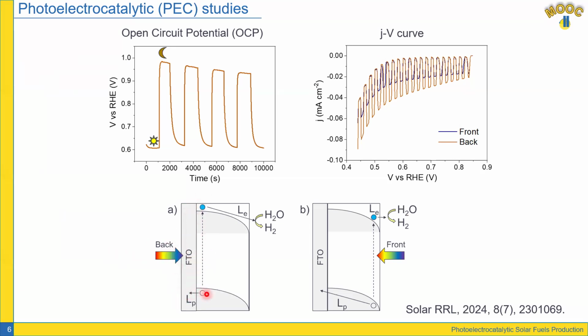So then the photogenerated holes only need to travel this small way back to the FTO contact, while the photogenerated electrons need to travel the whole thickness of the sample to arrive at the surface and then be able to reduce water into hydrogen. If we do front illumination, the opposite happens.